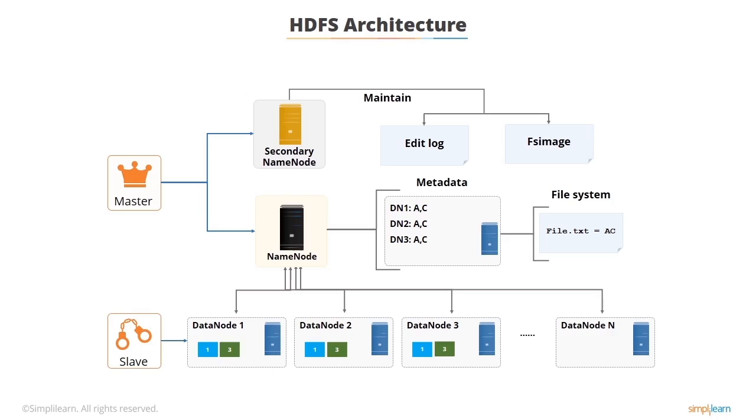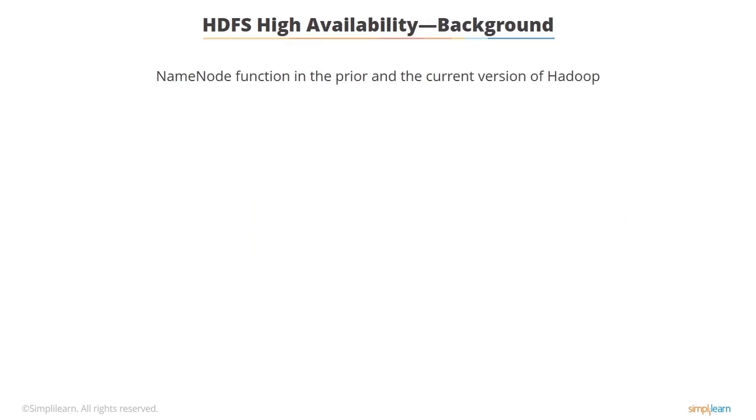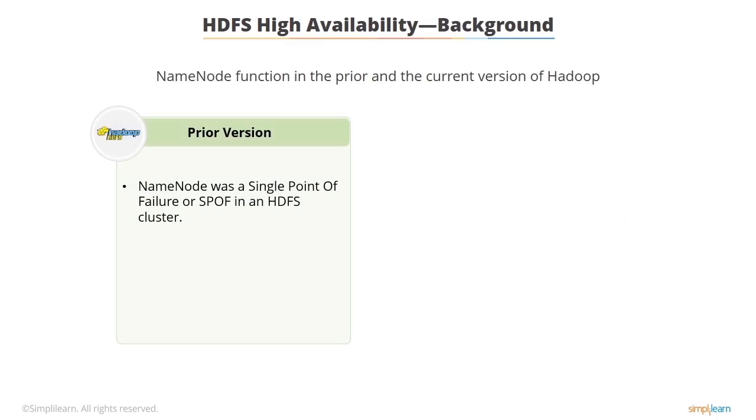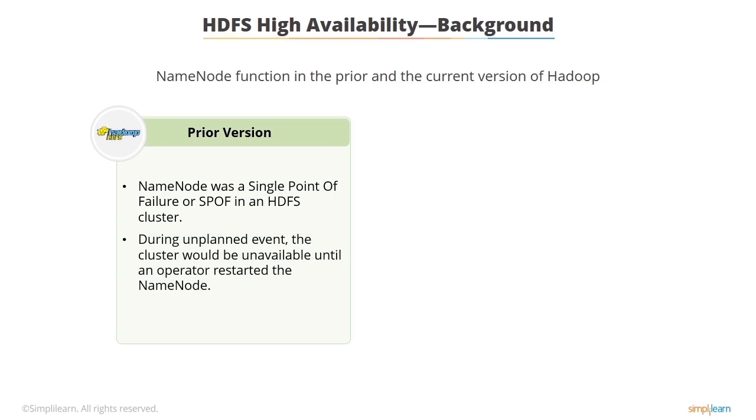We discussed in the previous topic that it is the metadata which stores the block location and its replication. There is a secondary name node which performs tasks for name node and is also considered as a master node. Prior to Hadoop 2.0.0, the name node was a single point of failure, or SPOF, in an HDFS cluster. Each cluster had a single name node. In case of an unplanned event, such as a system failure, the cluster would be unavailable until an operator restarted the name node.